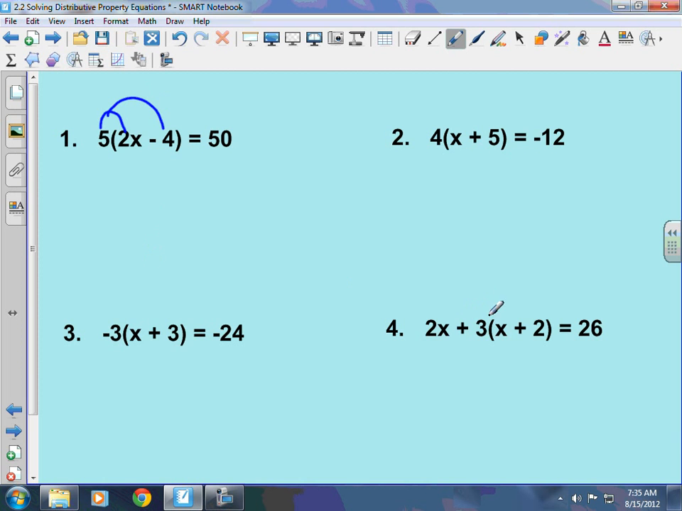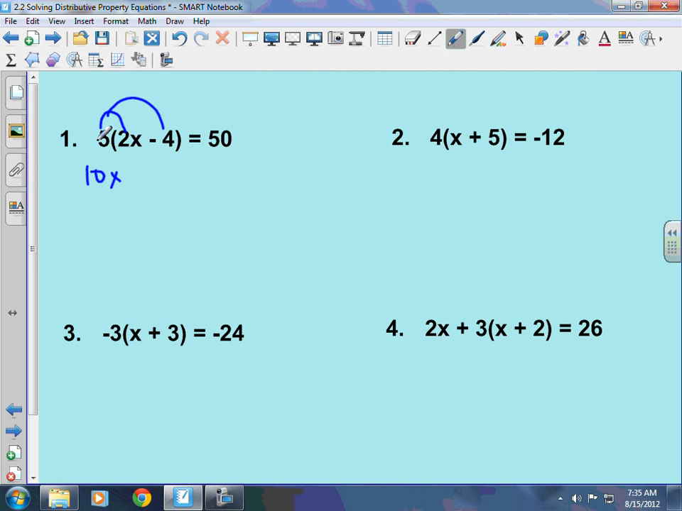Let's look at number 4. 3, positive 3, is my distributor because there's no sign in between that and my parentheses. However, this 2x will not be distributed because there's a sign between the 2x and my parentheses. So I'm looking for the number. It doesn't matter if it's in front or behind. I'm looking for the number that is right next to my parentheses. That is the number I'm going to multiply to everything inside my parentheses.